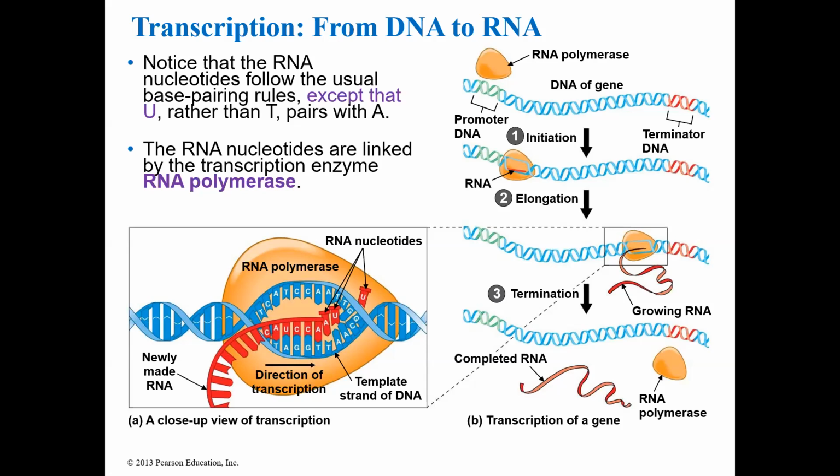When you want to make RNA, you use RNA polymerase. Hopefully that makes sense. So DNA, to make more DNA, you get DNA polymerase. To make more RNA, you use RNA polymerase. So here's the DNA right here.